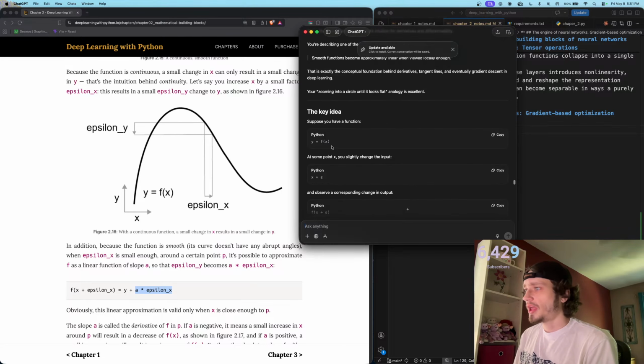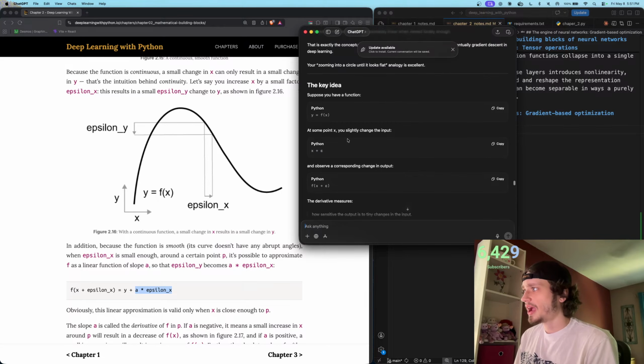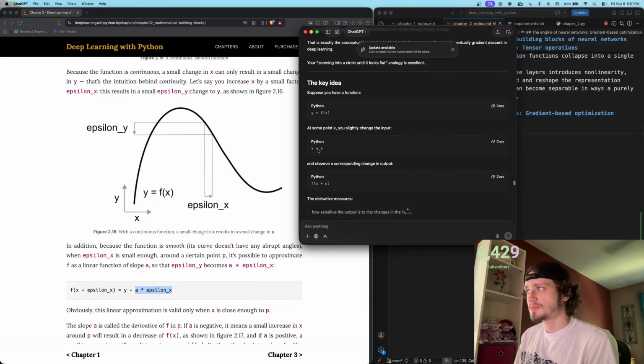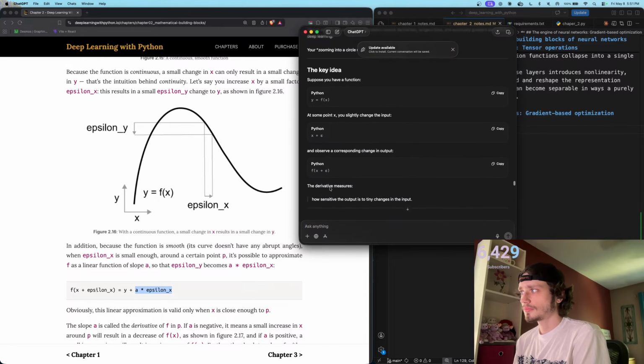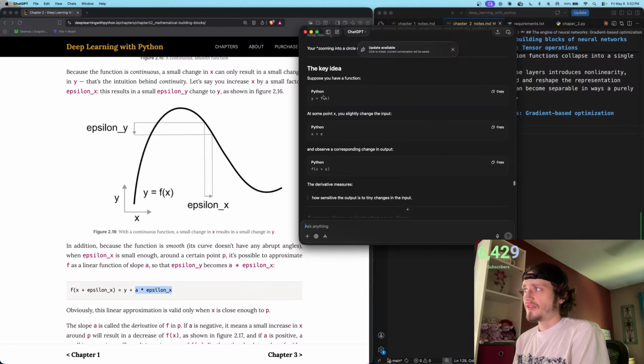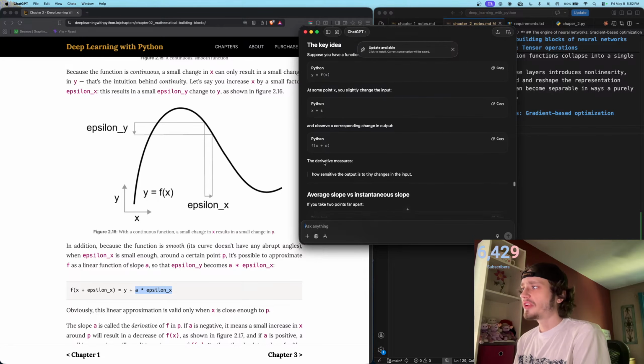Suppose you have a function y equals f of x. At some point x, you slightly change that input, x plus some change, delta. You observe some corresponding change to the output. F of x, you add e to x, and that gives you a resulting f of x plus e, which is equal to y. The derivative measures how sensitive the output is to tiny changes in the input. That's the key concept.